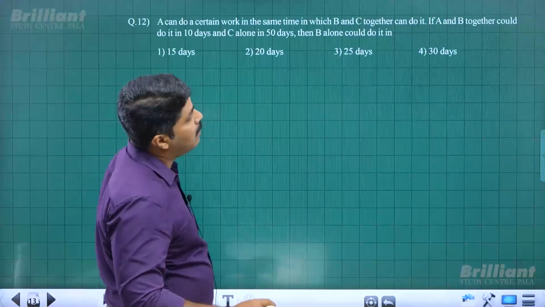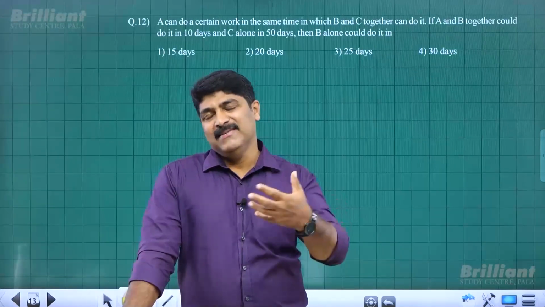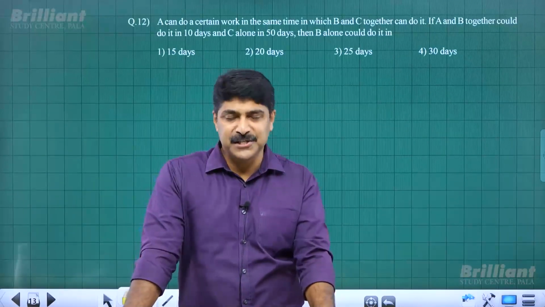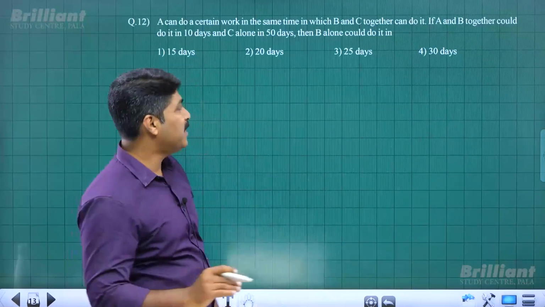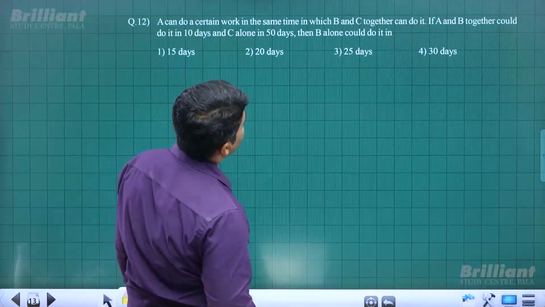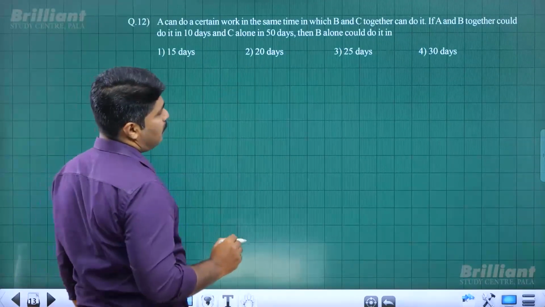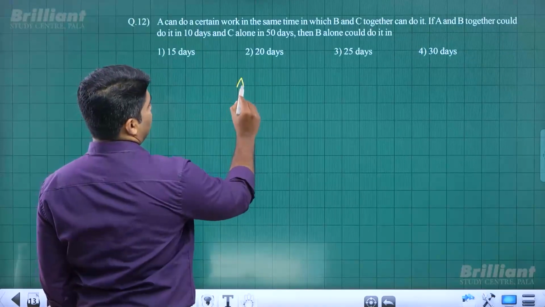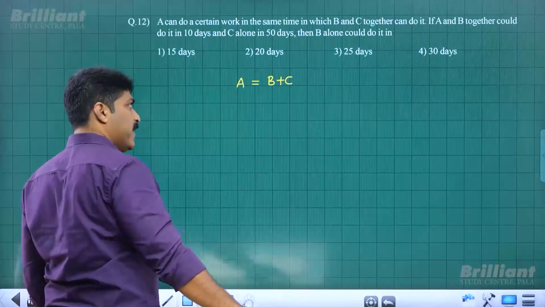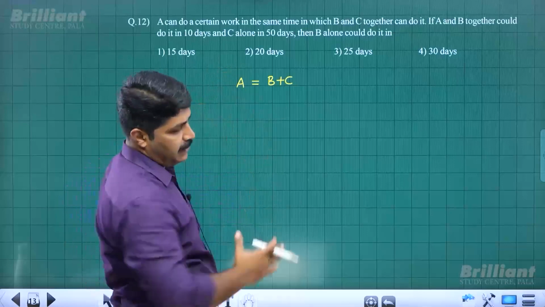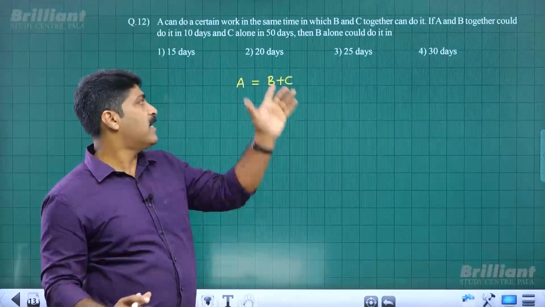Yeah, it's a very beautiful time and work question. It's a bit tricky. Here, there are lots of connectivities, that means efficiency-wise relationships. Based on these efficiency-wise relationships, we have to catch the answer to this type of question. A can do a certain work in the same time which B and C together can do it. From the first statement, what can we say? Efficiency of A equals efficiency of B and C. That means person A's efficiency is the same as the sum of the efficiencies of B and C. In short, we can write it like this.